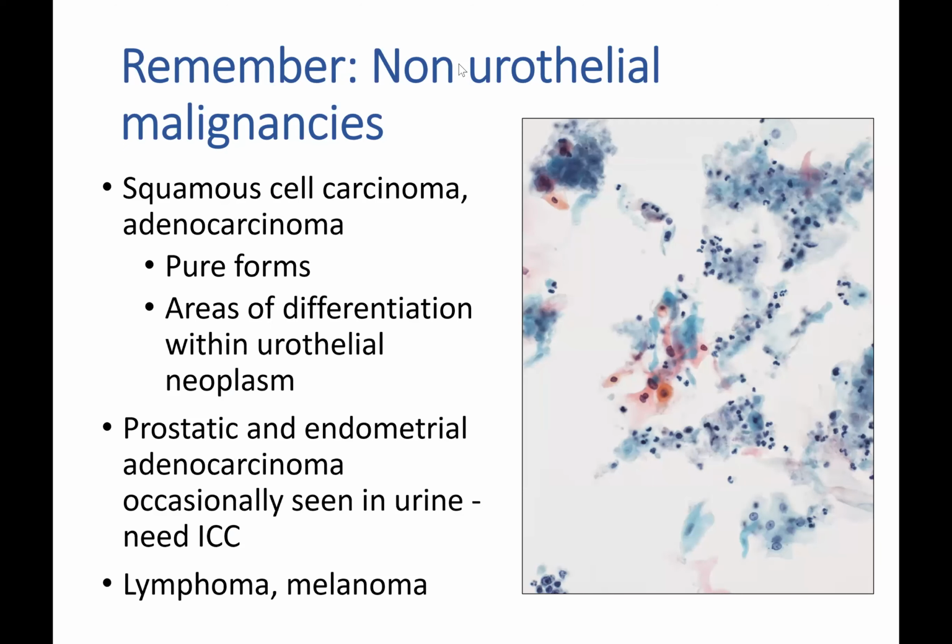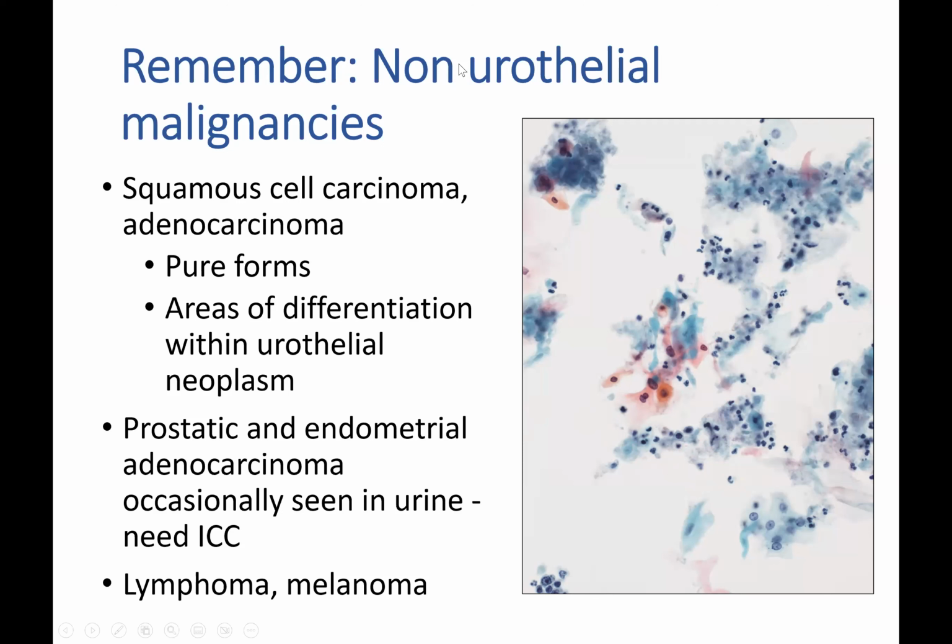Just finally, don't forget that not everything in urine cytology samples is urothelial, and we must remember the non-urothelial malignancies, in particular squamous carcinoma and adenocarcinoma. They can occur in their pure forms or be areas of differentiation within a urothelial neoplasm. And this is an example here of squamous carcinoma, which is characterized by these long, tapering, keratinizing cells.